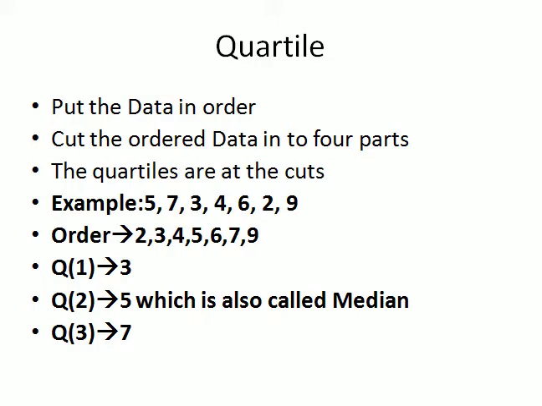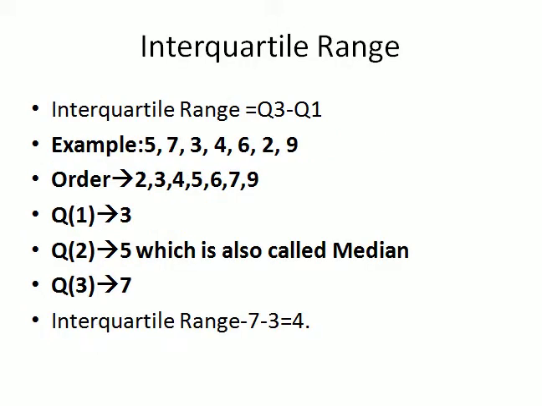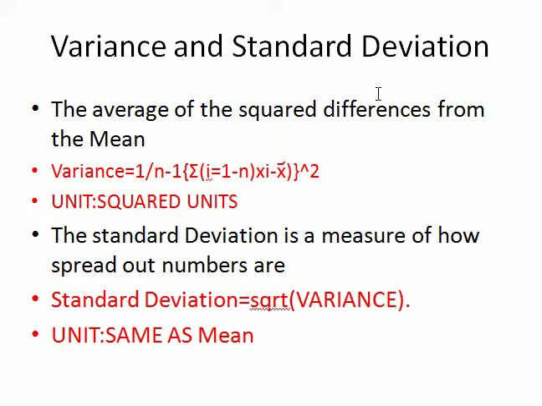Then what is meant by interquartile range? Interquartile range is quartile 3 minus quartile 1. So that is what I have calculated. The last two are variance and standard deviation, which you have come across many times. The average of the squared difference from the mean is the variance, and the standard deviation is a measure of how spread out the numbers are. The square root of variance is the standard deviation. The unit of variance is squared units, and the unit of standard deviation is the same as the mean. You will understand this in the next slide, why I have mentioned the units.